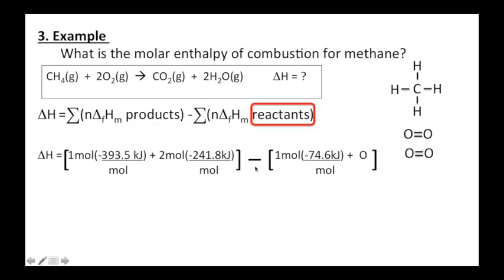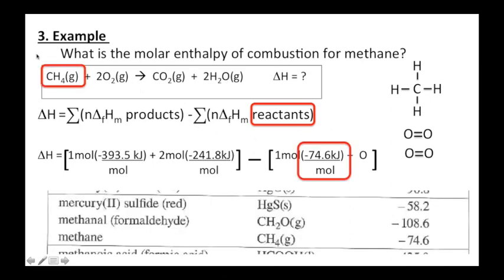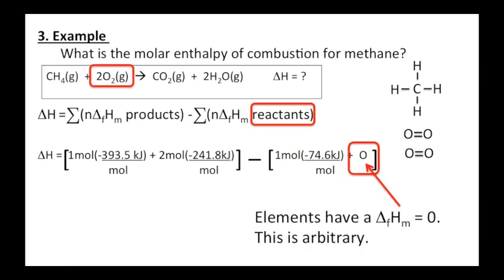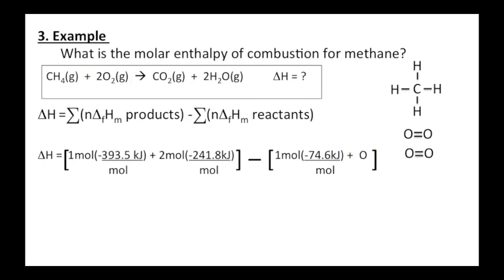Next, I subtract from that the sum of the heat of formation of the reactants. So I go to my reactants. There's methane. 1 mole of methane, so 1 mole. Methane is negative 74.6. Plug that in. And then I add to that oxygen. But you go try to find oxygen on pages 4 and 5. It's not there. That's because elements have a heat of formation of 0. This is an arbitrary assignment, but all elements will be 0. All right. So now we simply do the math. All those moles will cancel, leaving me with kilojoules plus kilojoules.